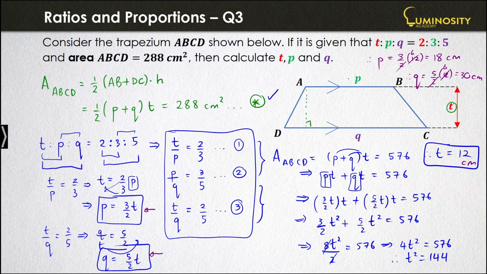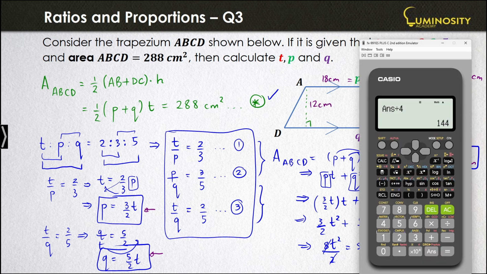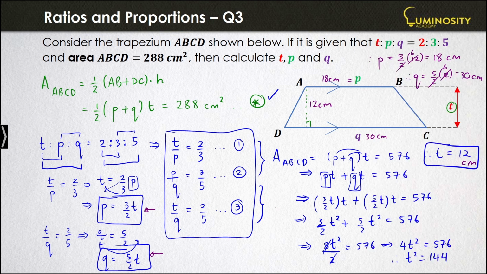So P here is 18 centimeters, Q here is 30 centimeters, and the perpendicular height T is 12 centimeters. You can check it satisfies the original equation. A half, times the one base 18 plus the other base 30, times the perpendicular height of 12, gives us 288 square centimeters. All right, so those are the correct values here.